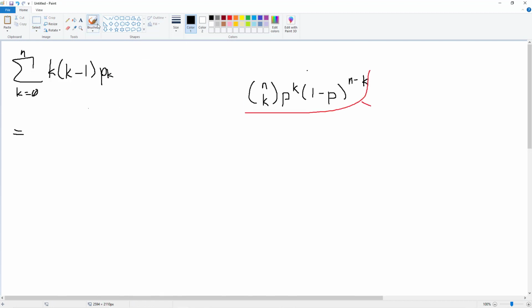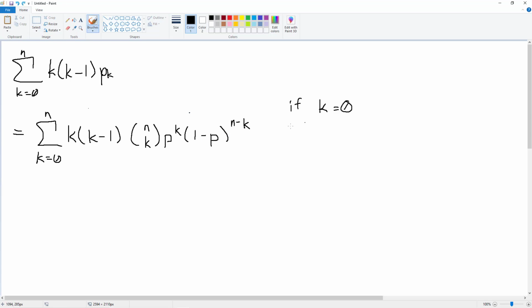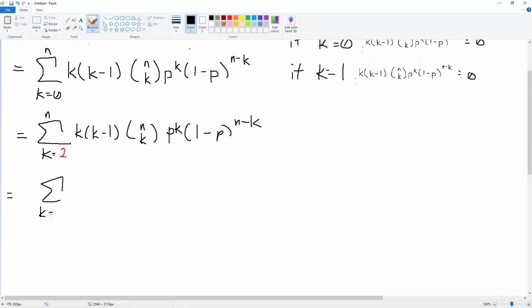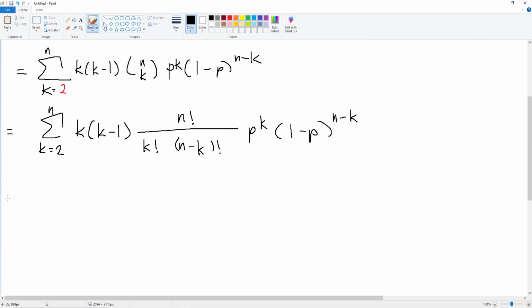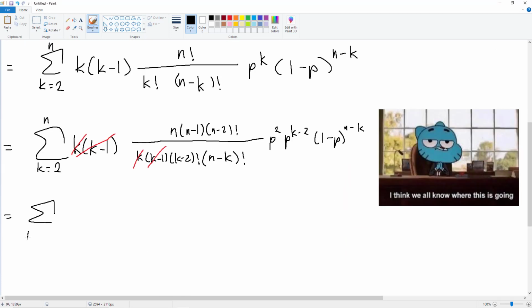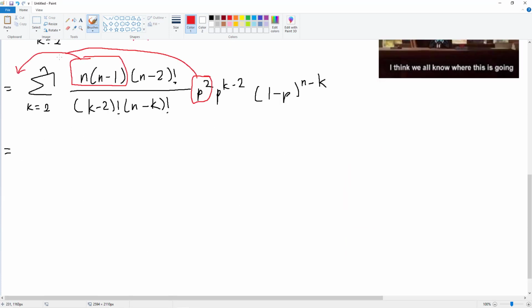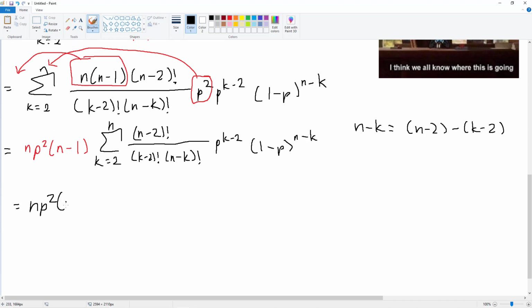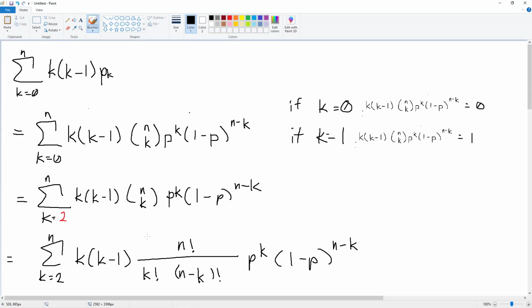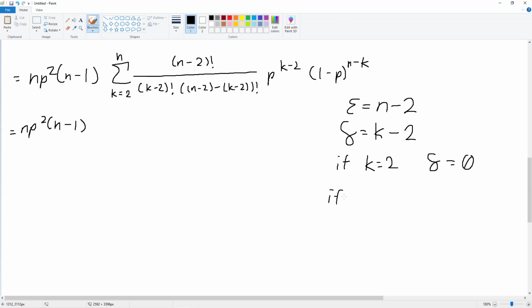So now it's back to the old shebang. I substitute p of k with its probability function, and if k equals 0 or 1, then the entire expression is just 0. So we can set the lower bound to k equals 2. Then I expand the combination into its expression, and I think we all know where this is going. You decompose the factorials and the exponent, then you cancel some stuff out, you factor out the n's and p's, and then you change n minus k into n minus 2 minus k minus 2, and then you could finally change everything into the terms of epsilon and delta, where epsilon is n minus 2 and delta is k minus 2.